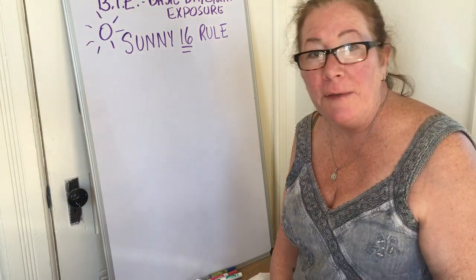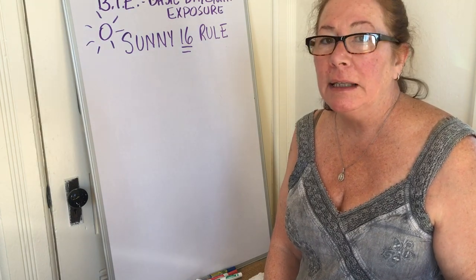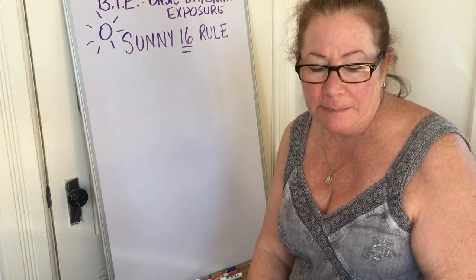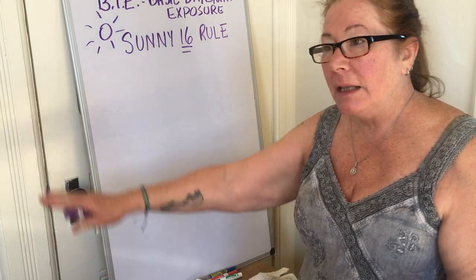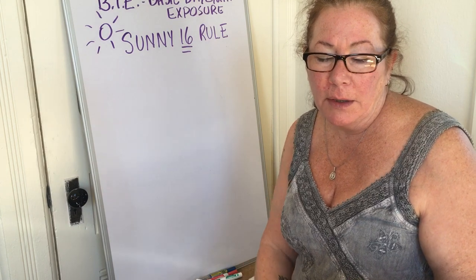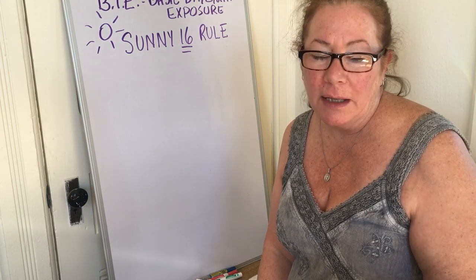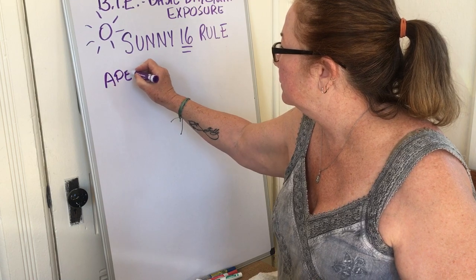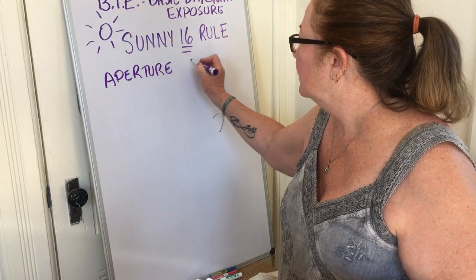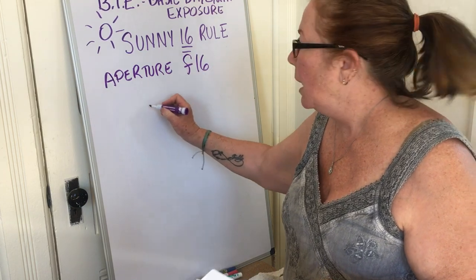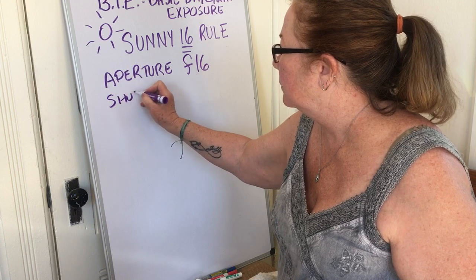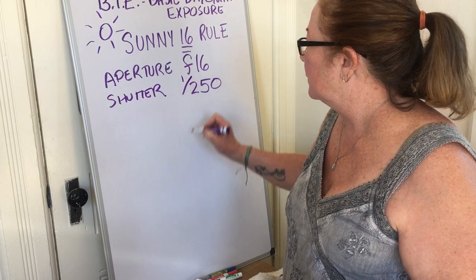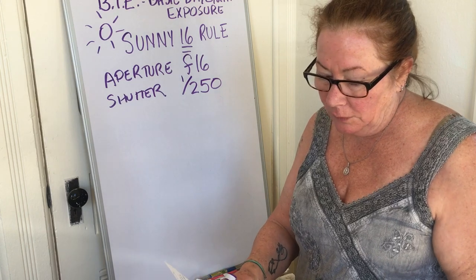What this means is that to achieve correct exposure, and that means that the photograph is not overexposed, too bright, or underexposed, too dark, anywhere in the world when the sun is out and at least 20 degrees above the horizon, you begin with your camera aperture set at f/16, all right, and you have your shutter at 1/250th of a second, and so that's the setting for there, okay.